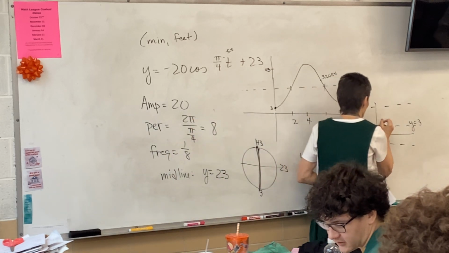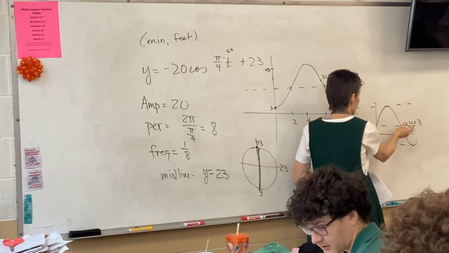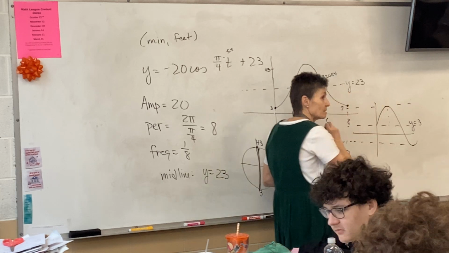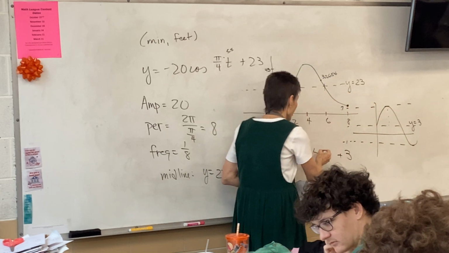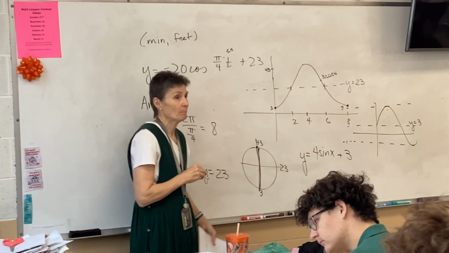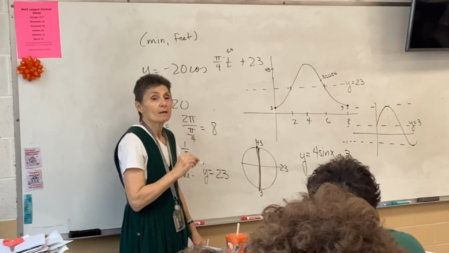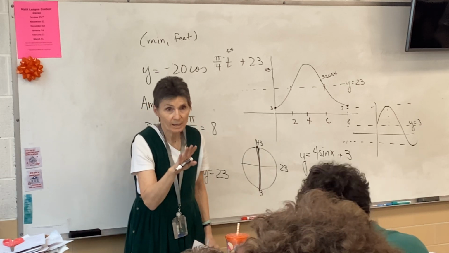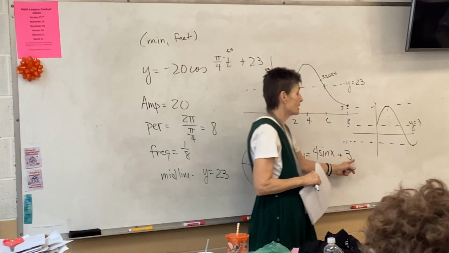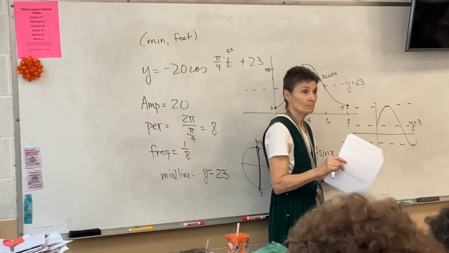And I'm just going to draw one in here randomly. If its midline is 3 and its maximum is 7, its amplitude has to be 4. So would that be an example of one? There are lots of other ones you could have for sure, but you have to have an amplitude of 4 and a vertical shift or a midline of 3. Is that good with everybody?